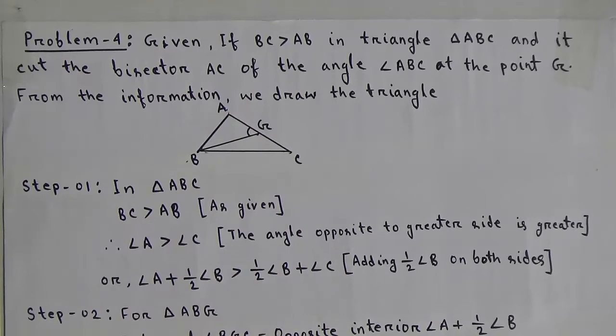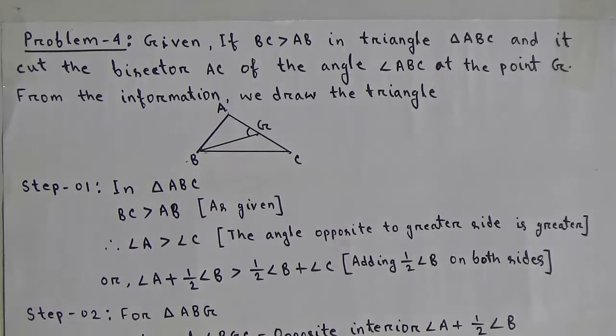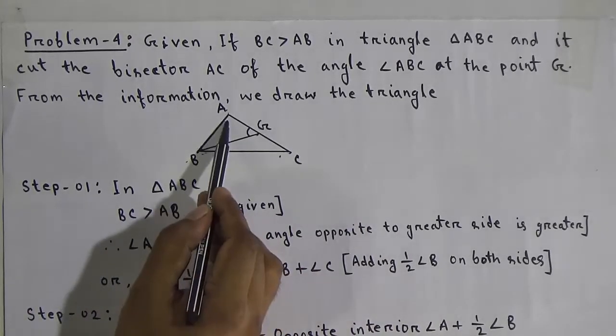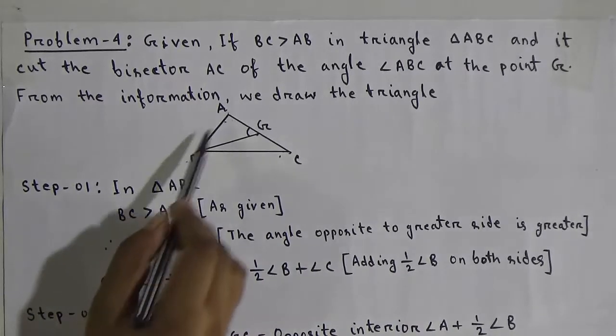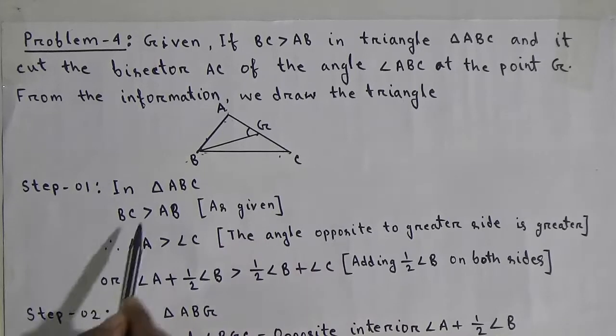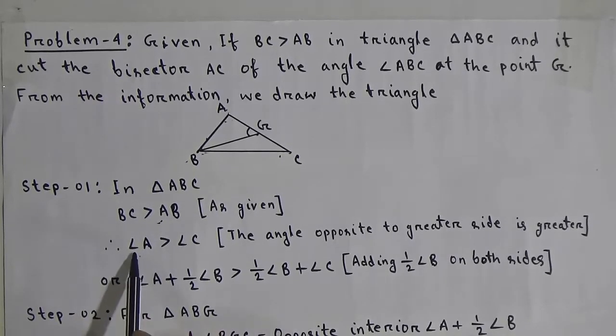Since BC is greater than AB, we can write angle A is greater than angle C. How can we write it? Because you know that the angle opposite to the greater side is greater. Here side BC is greater, so its opposite angle A will also be greater. And side AB is smaller, so its opposite angle C will also be smaller. This is given in the question, and from this information we can write angle A is greater than angle C.